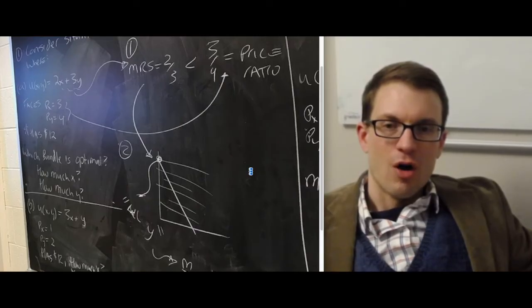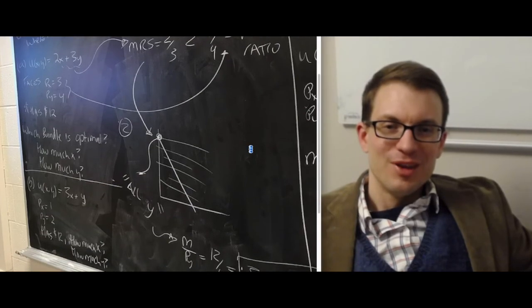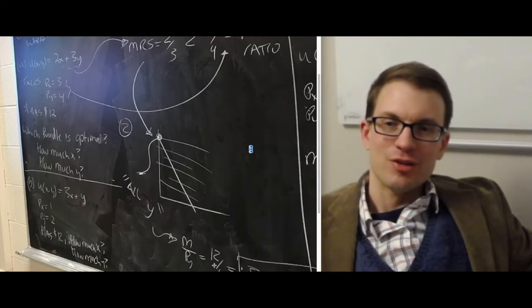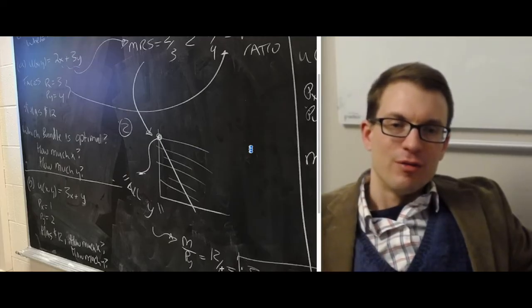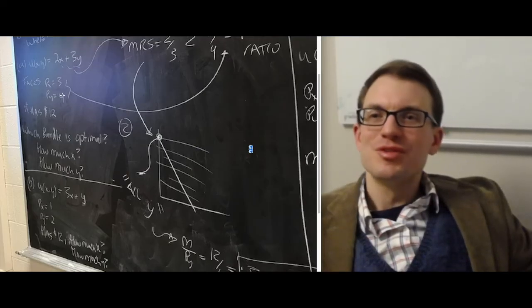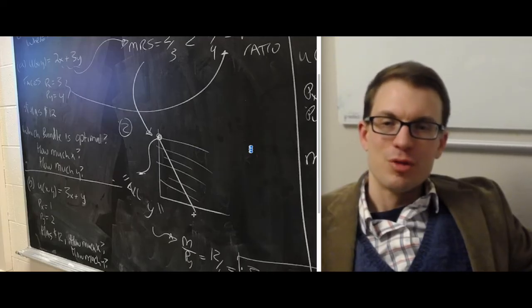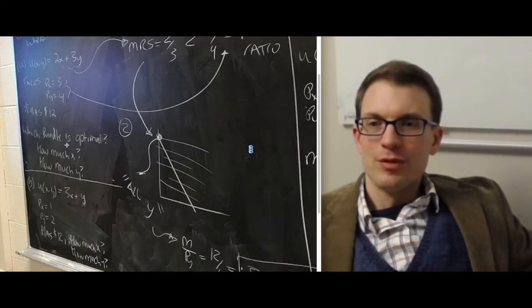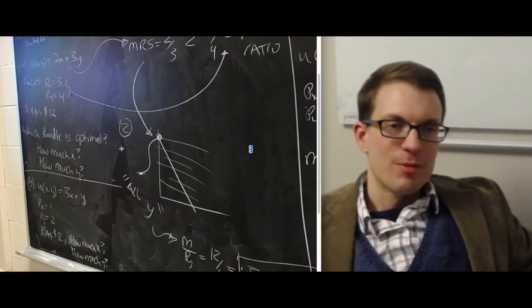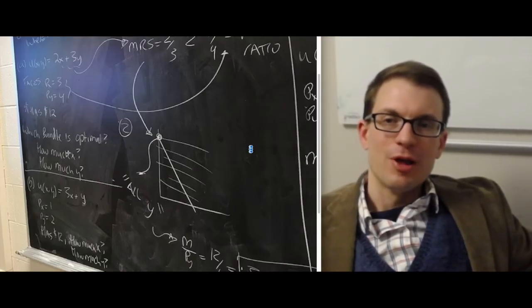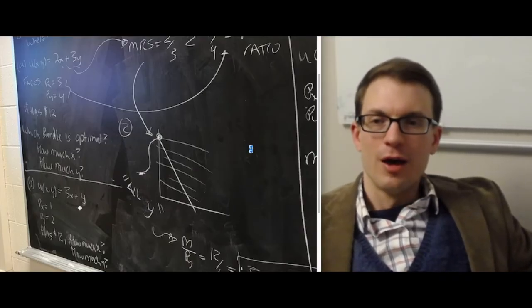So this is an all y solution, and the amount that I'd consume in this situation was m over py. So I said I had $12 available, divided by the price of good y, which was 4. So I can consume 3. And the type of questions you want to be able to answer: which bundle is optimal, how much x, how much y. Here's another example.